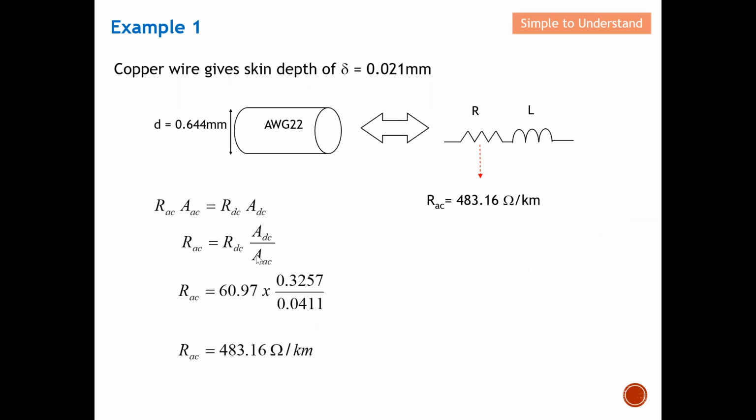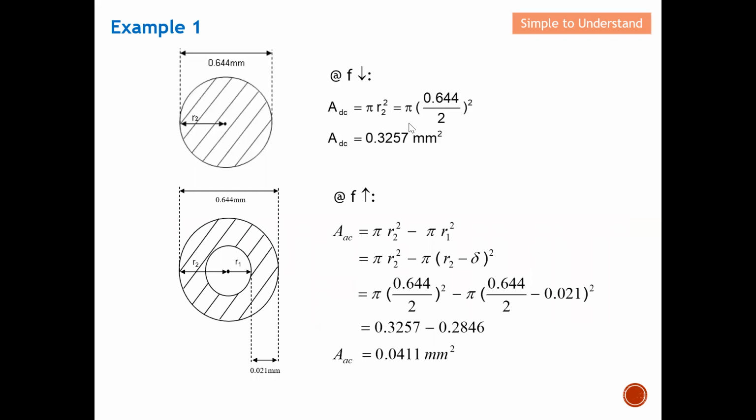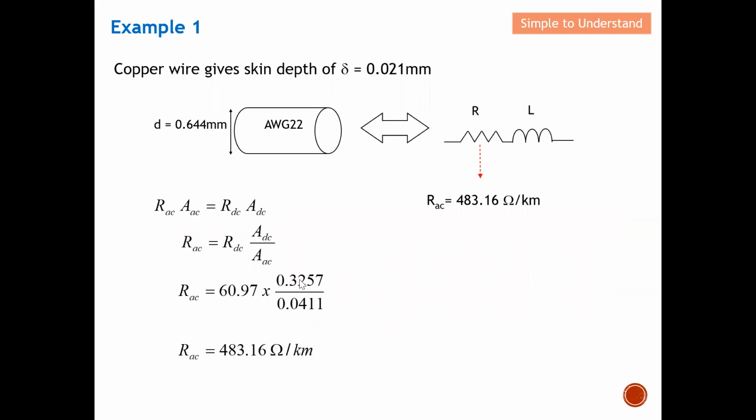The area under the DC and the area under the AC, I have shown to you over here. So I just put all the values here, and I can calculate that the resistance under the AC will be 483.16 ohms per kilometer. Therefore, I can rewrite this resistance under the AC as 483.16 ohms per kilometer. So this is the first example which I have done. I have computed the resistance under the AC.